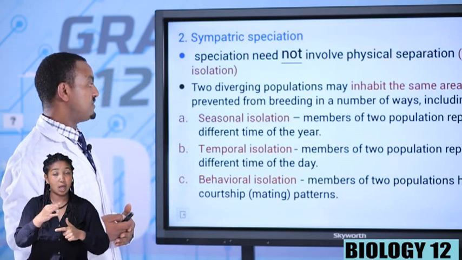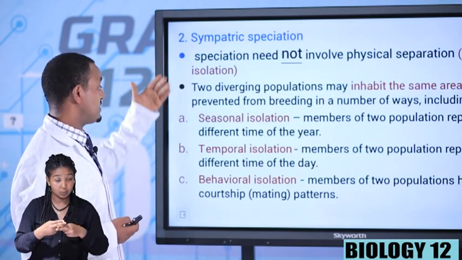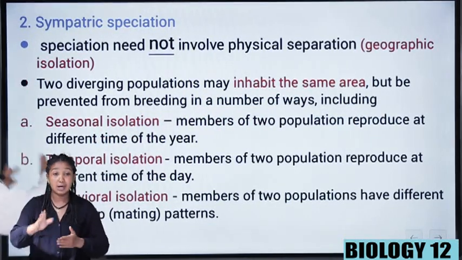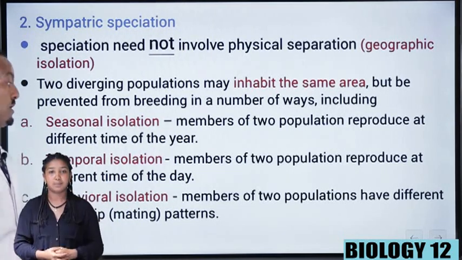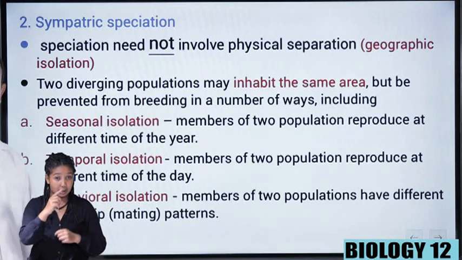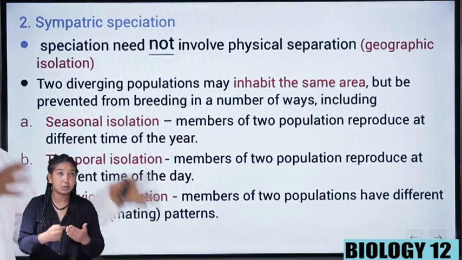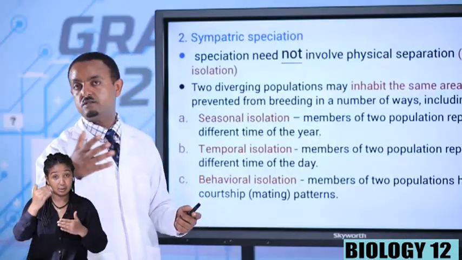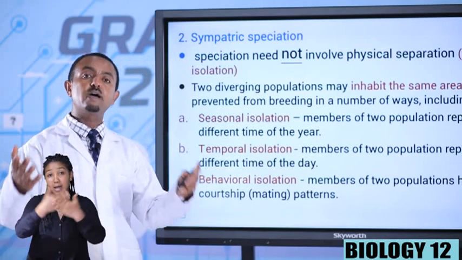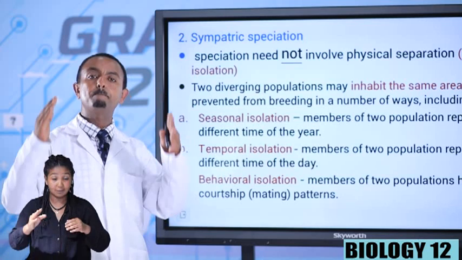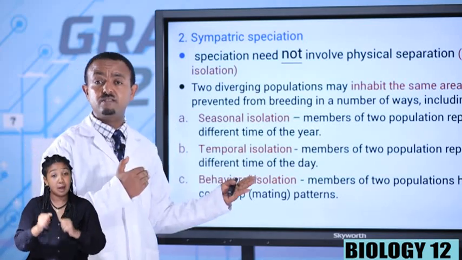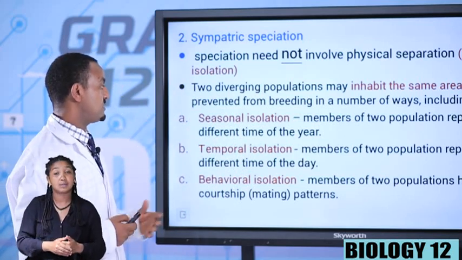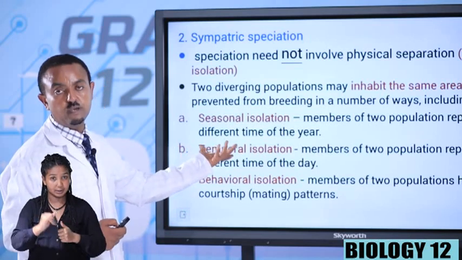The second type of sympatric speciation is temporal isolation. Members of two populations reproduce at different times of a day. Within one day, there are different time intervals: the morning, the noon, and the evening. So some reproduce in the morning, some reproduce at noon, and some reproduce at night time. By isolating their reproductive time in a day, they can prevent breeding with each other. Such a way of isolation is temporal isolation.